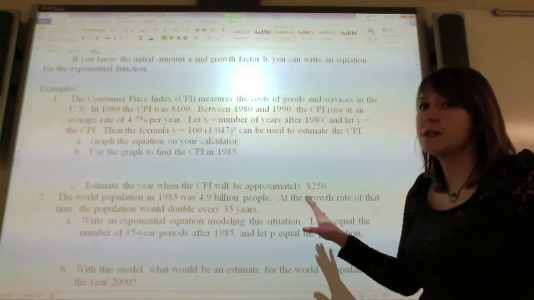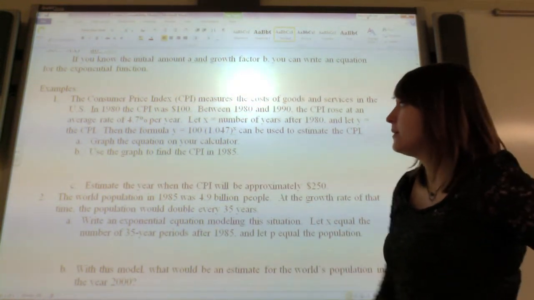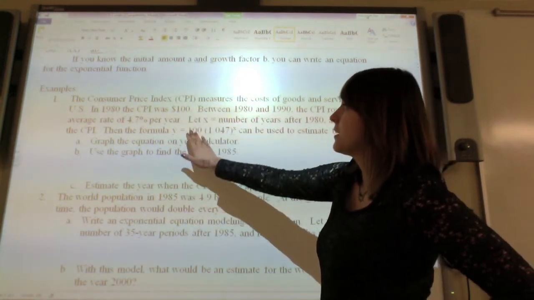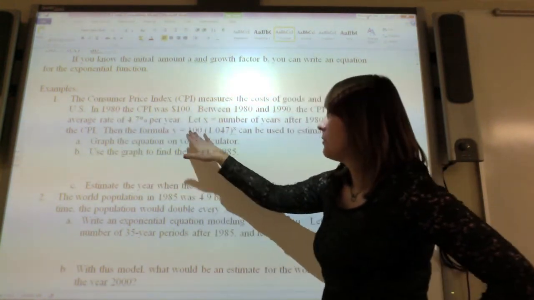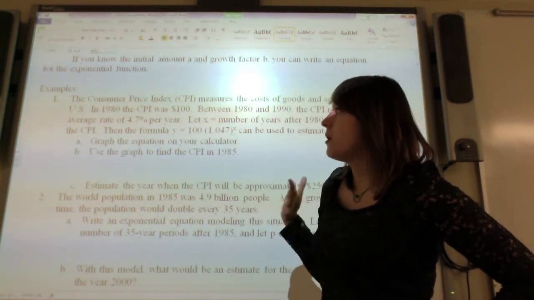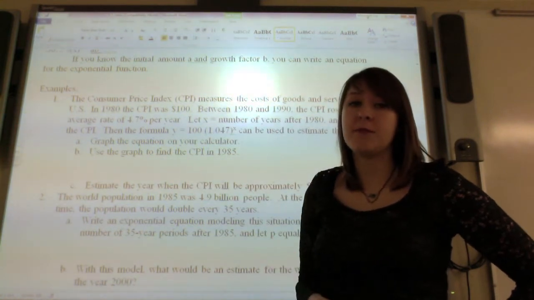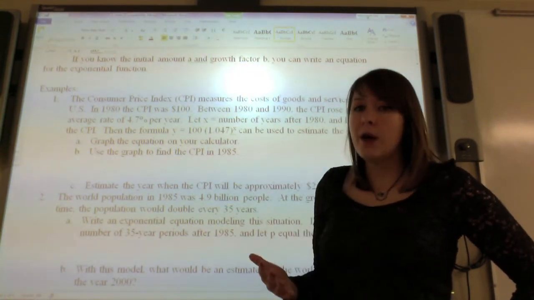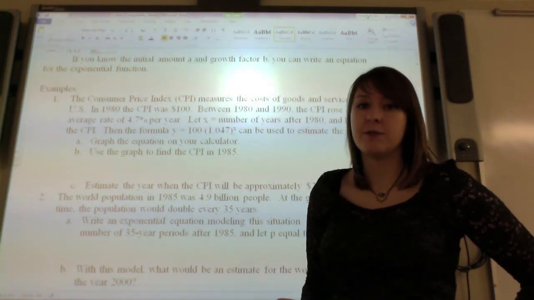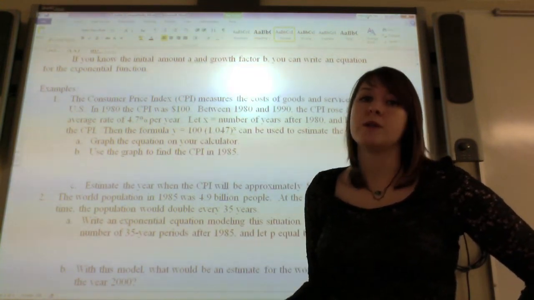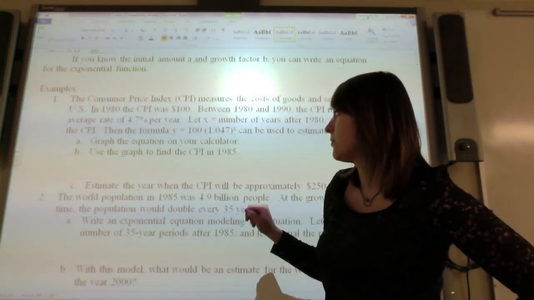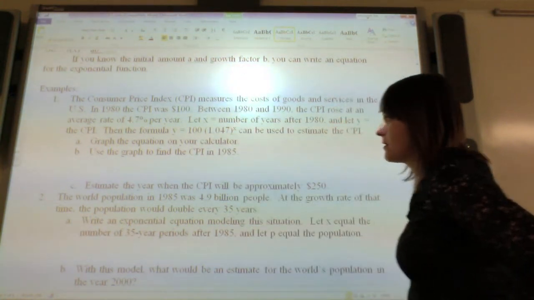Okay, so real quick, let's just talk about how they got that equation here. Remember that your a value is your initial value. So they're telling us that initially in 1980, we had $100, so that's going to be our a value. They're also telling us that we're growing by 4.7% each year. So if I'm growing by 4.7% each year, that's not just 0.047, that's going to be 1.047 because I have to grow. So that's where this number comes from. That's your growth value. And then I take it to the x.